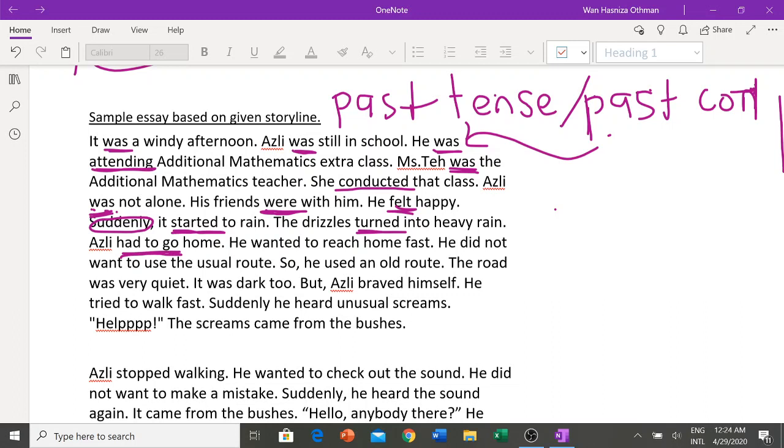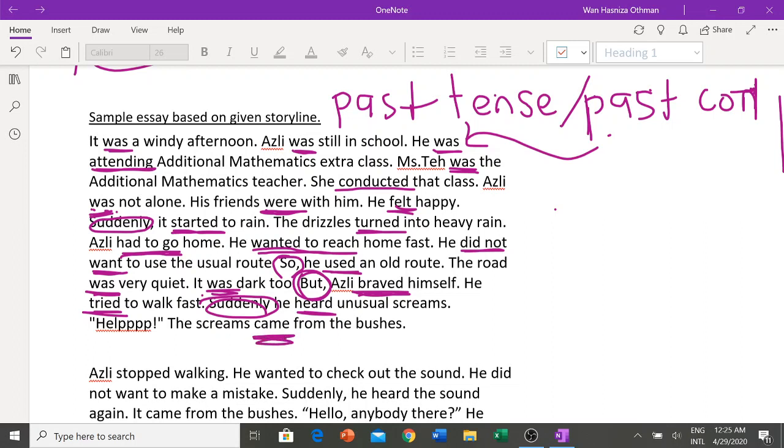Had to go home. He wanted to reach home fast. He did not want what? To use the usual route. So, kata hubung lagi, he used what? Used an old route. The road was what? Was very quiet. It was too dark. But Azli, this one is a kata hubung, Azli braved himself, memberanikan diri. He tried what? Tried to walk fast. Suddenly again, he heard what? Heard an unusual scream.